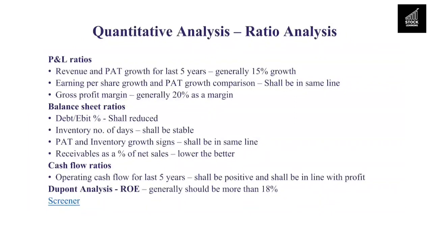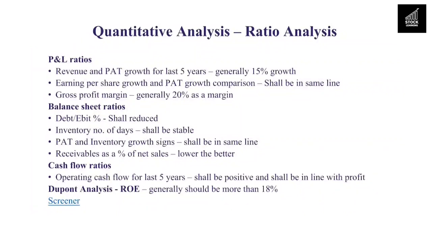So what does it mean when we say inventory number of days? It means the finished goods are ready to sell, but not yet sold. So how much time does it take for the company to sell its finished products once they are ready? That's what inventory number of days will show you. If it is higher, it is not a good sign, right? Because that means the company is not able to sell its products to the market. So in that case, it is a bad sign. The inventory number of days shall be stable, and it shall be lower as well. Lower the number of days, better for the company, because that means that once the company produces the product, it is immediately selling in the market, right?